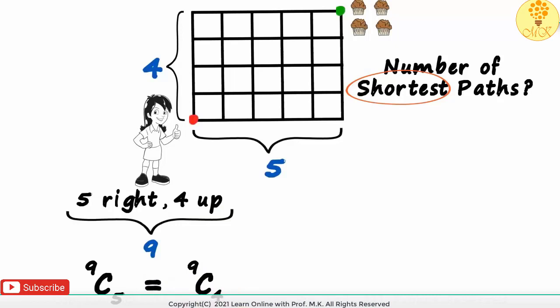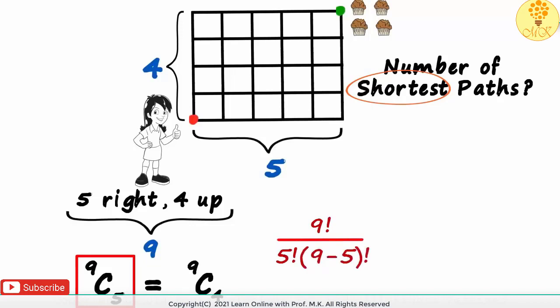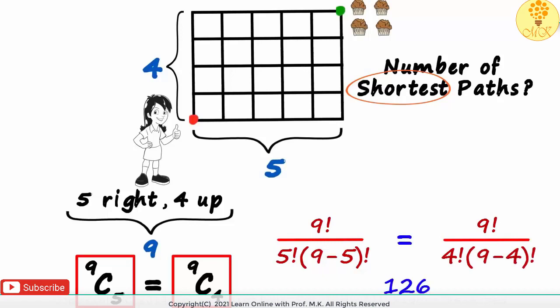In case you're unable to recollect, the formula for nCr is n factorial divided by r factorial times n minus r factorial. This will equal 9 factorial divided by 5 factorial times 9 minus 5 factorial. And this will be 9 factorial divided by 4 factorial times 9 minus 4 factorial. Same answer. 126 different shortest paths Zara can take to reach the destination. Okay, we have the answer now.